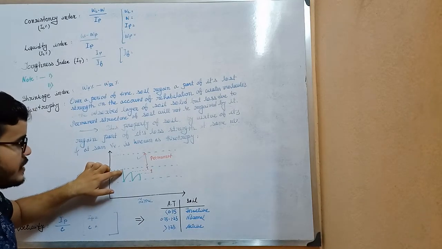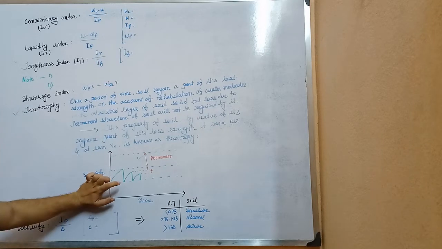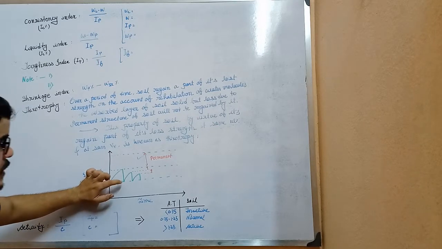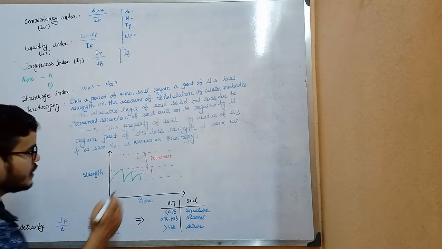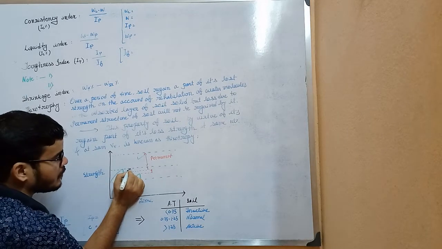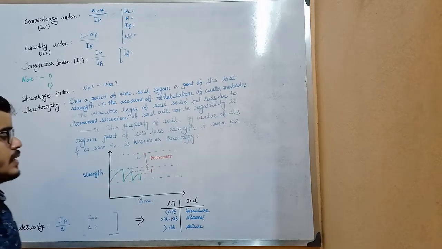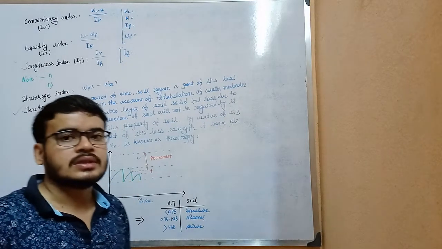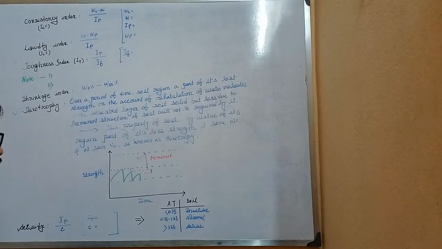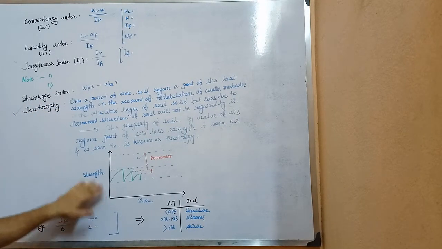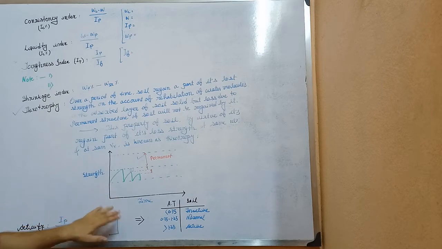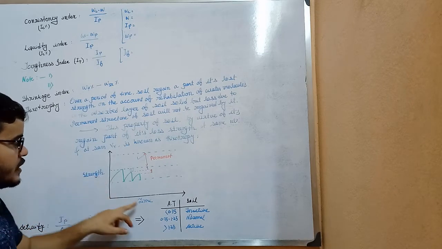Then you again apply some load, but there is a permanent deformation from here to here. Then you again apply some load, and after removing it, it will try to regain its strength, but there will be a permanent deformation. This is called thixotropy. So this term is also important. Write the full note, and there is a graph between strength and time.